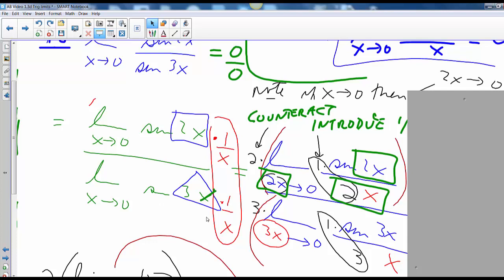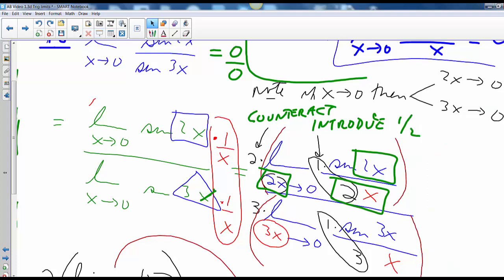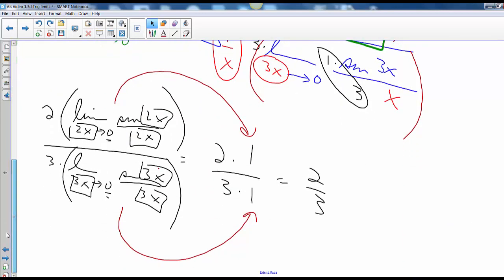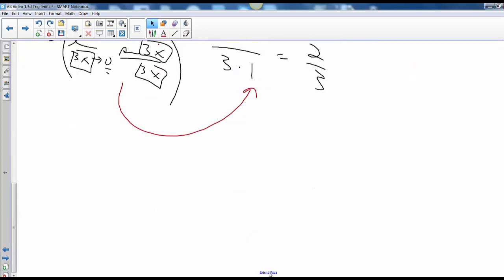We do the same thing on the bottom. We already have the x that we introduced. We need the box on the bottom to be 3x. Right now it's x, so I need to introduce a 1/3, counteract with a 3, and of course as x goes to 0, so does 3x. So you end up with, finally, 2 times that parentheses, which of course is 2 times 1, and on the bottom you have 3 times 1, and therefore you get 2/3.